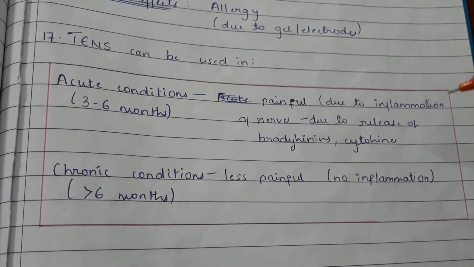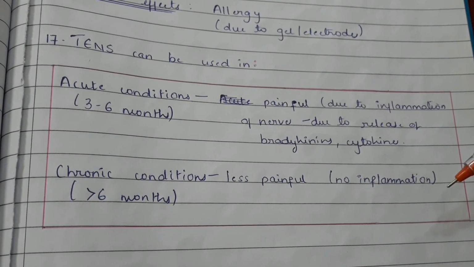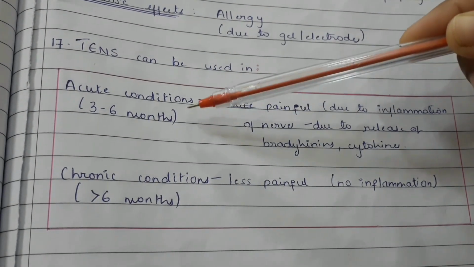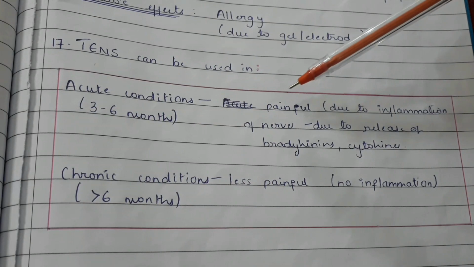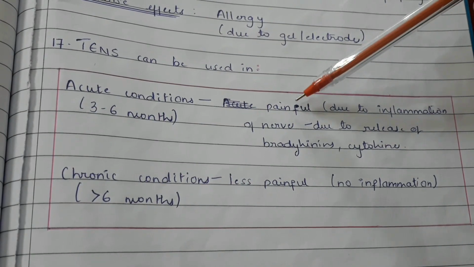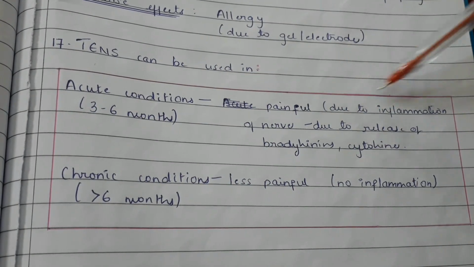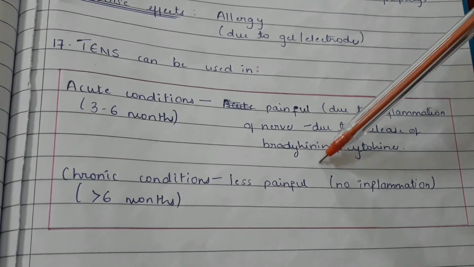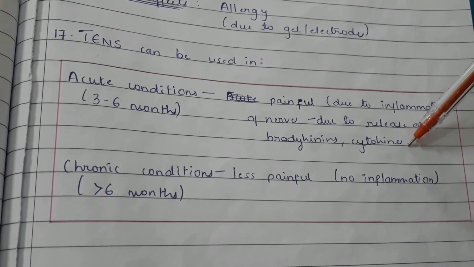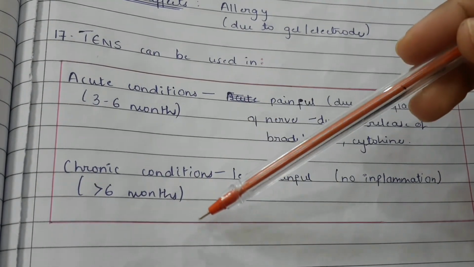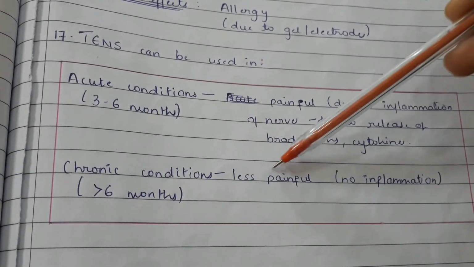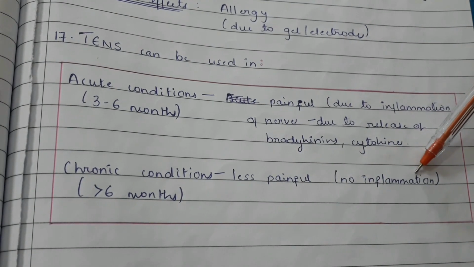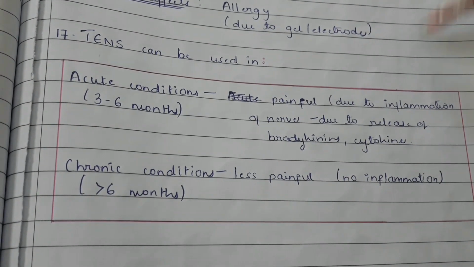TENS is used in acute conditions as well as chronic conditions. Acute conditions are when it lasts for about 3 to 6 months. In acute conditions, it is painful. Why? Due to inflammation of the nerves, that is due to release of bradykinins and cytokines. Chronic conditions means when it lasts more than 6 months, it is usually less painful because there is no inflammation of the nerves.